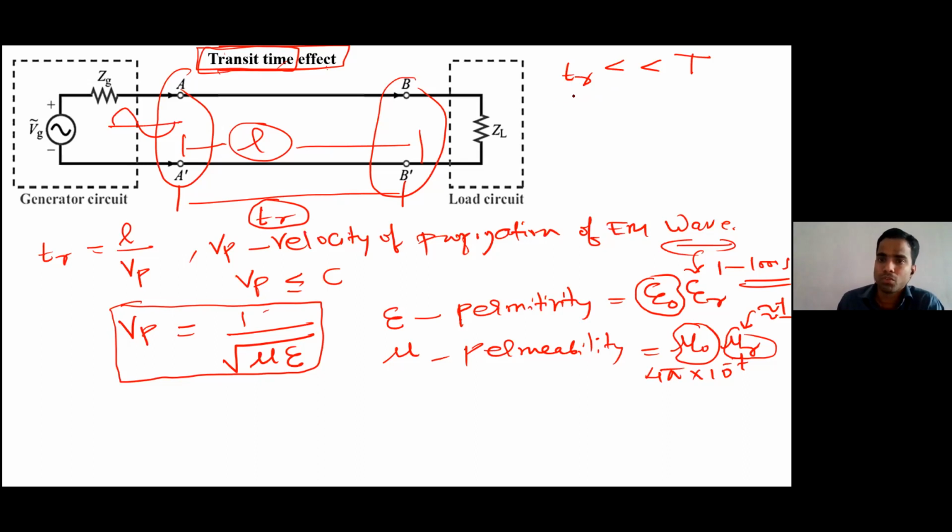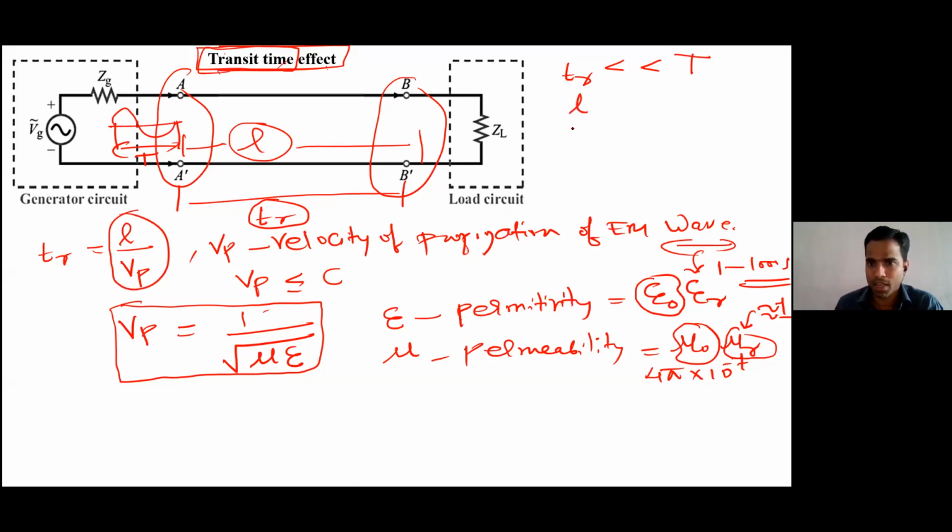So when your transit time, the time taken by the wave to travel along the line, is very much less than the time period of the wave, I hope you all know how to calculate the time period: the time of one single cycle of the wave. So if the transit time is very much less than the time period, we don't consider the transit time effect. Why? Because we'll see. What is transit time? Basically it is L by Vp, right?